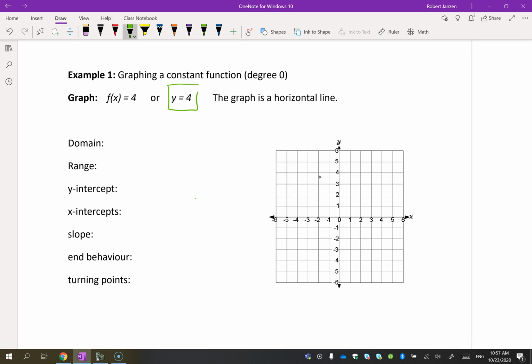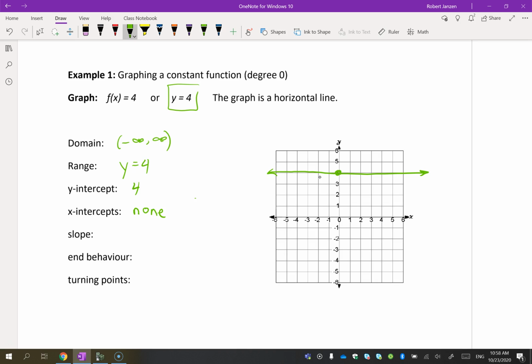Okay, so what's the domain? Well, you can see that line here at 4 goes on forever in both directions. So the domain will be negative infinity to infinity. The range, well, the range in this case is just y equals 4. It's the only thing it can be. The y-intercept crosses the y-axis at 4. There are no x-intercepts.